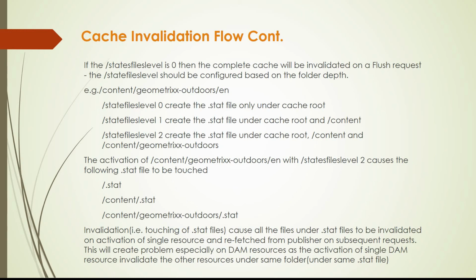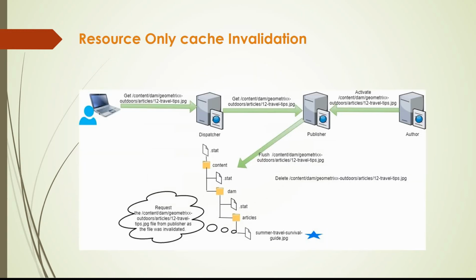So what is the solution for that? That's what we are going to discuss: resource only cache invalidation. What is resource only cache invalidation? It is only going to invalidate the actual resource. It's not going to invalidate the other related resources. It means it's not going to touch the .stat file. It will only delete the corresponding resource and leave the .stat file untouched.